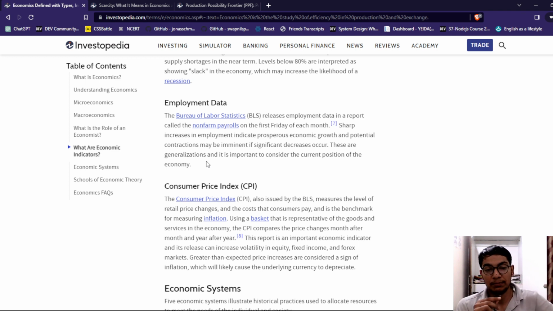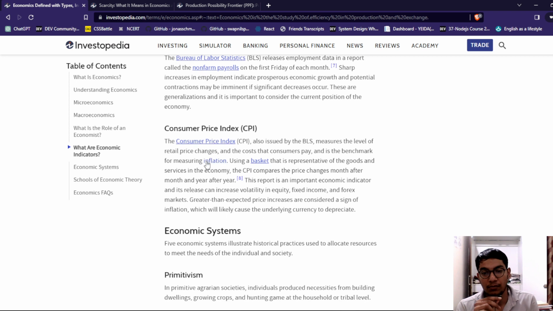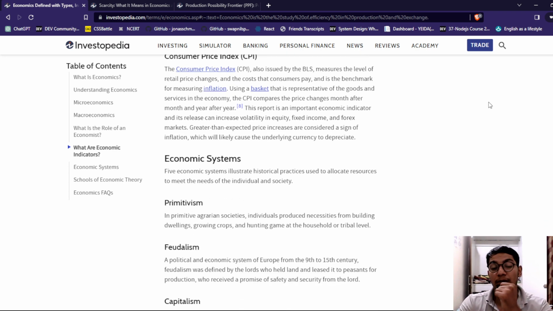The Consumer Price Index, CPI, also issued by the BLS, measures the level of retail price change and the cost of goods to the consumer. It is the benchmark for measuring inflation, using a basket that is representative of goods and services in the economy. The CPI compares price changes month to month and year to year. The report is an important economic indicator, and its release can increase volatility in equity, fixed income and forex markets. A greater than expected price increase is considered a sign of inflation, which is likely to cause the underlying currency to depreciate.